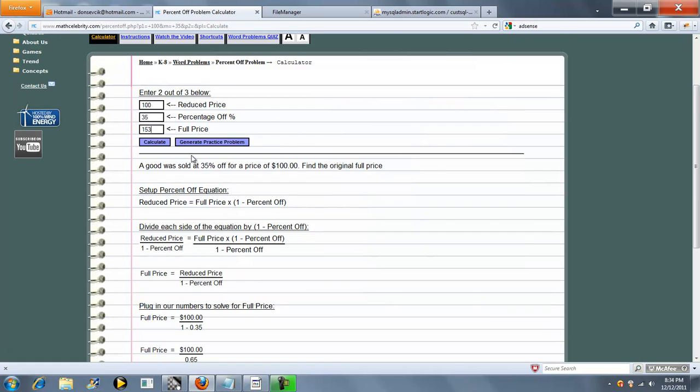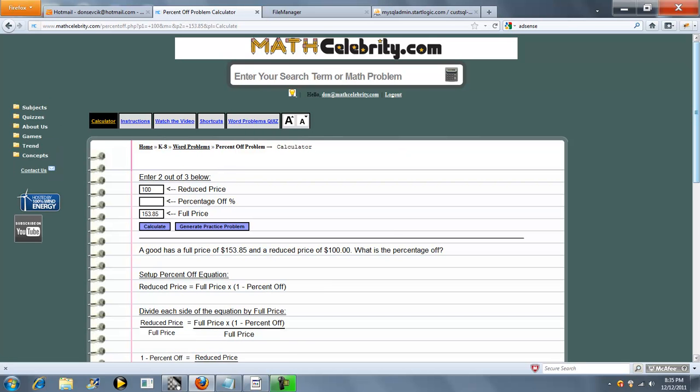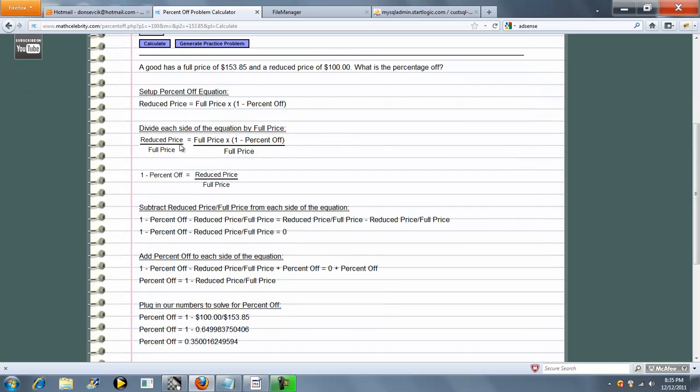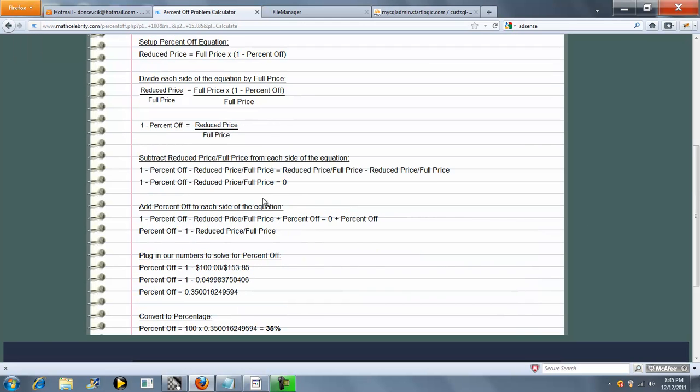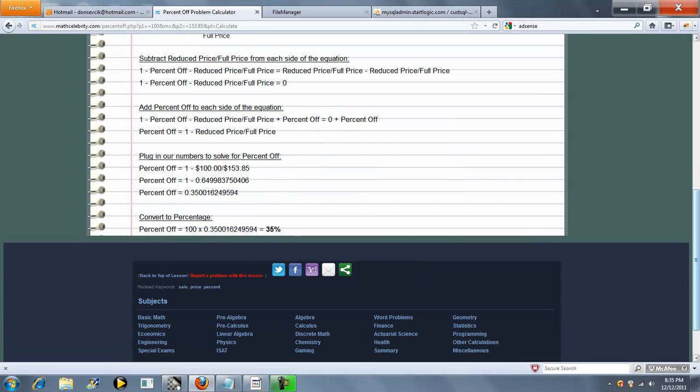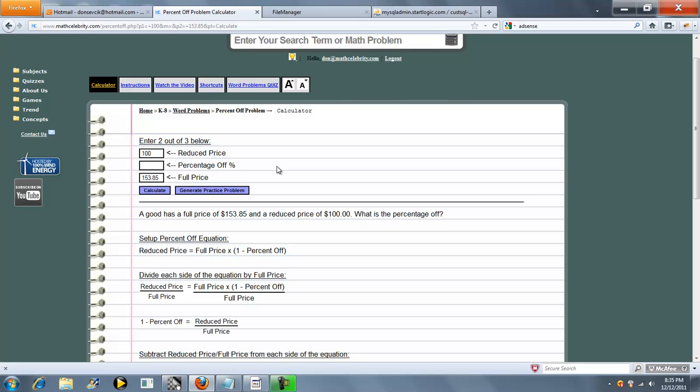Now, we can also solve for reduced price and full price. Let's solve for a percentage off. So we'll leave that blank. We should get 35% because that's the problem we just ran. So again, we set up our relational equation. This time we're isolating percent off. Add percent off to each side of the equation, plug in our numbers, multiply by 100, and we get our 35%. So as you can see, this calculator is pretty functional.